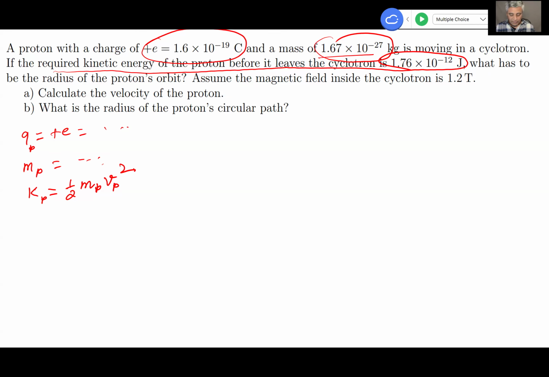Okay, so that's the kinetic energy, and that is given. The whole thing is given: 1.76 times 10 to the power negative 12 joules. Since mass is separately given, that means speed can be figured out. With kinetic energy, we can figure out speed. So let's find speed. Part A is velocity.